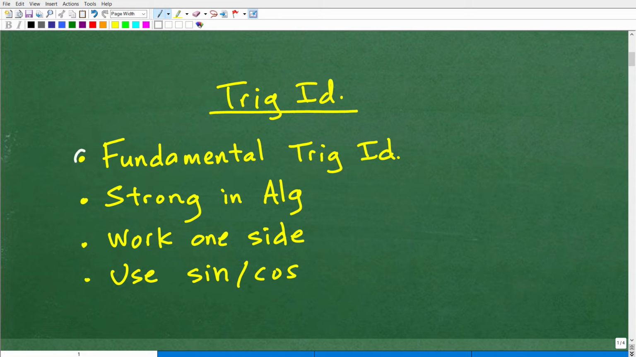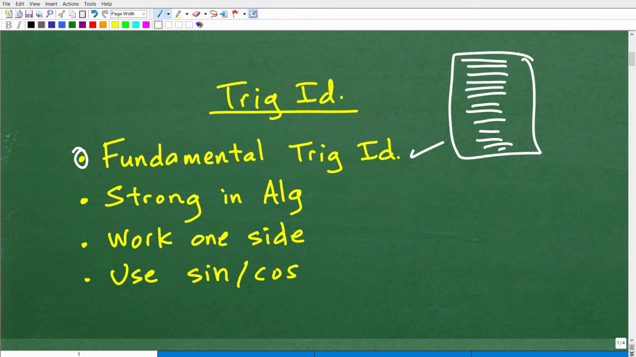So the first is you need to know all these fundamental trigonometric identities. When you start studying trigonometric identities, you're going to be given a ton of identities, and all those identities are called the fundamental trigonometric identities. Then you get into specialized ones like double angle, half angle. Those aren't the fundamental trigonometric identities. You're going to need to know all the basic identities, and there are a lot. So make sure that you have good and accurate notes.